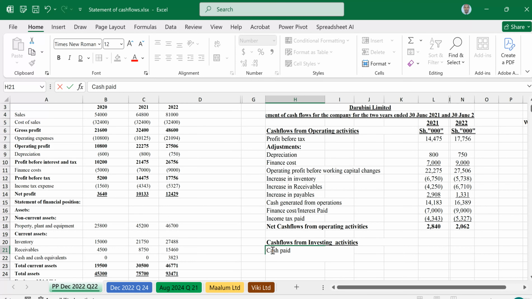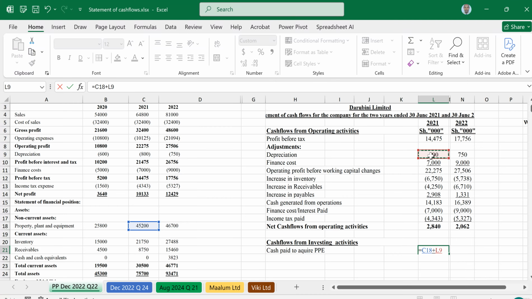Cash paid to acquire PPE, equal sign. Take the closing balance in 2021, add depreciation. You can add, or if you want, you can less because this one is already negative. The 800 is already negative. So you're using the 800. If you are adding, then add the 800 that way.